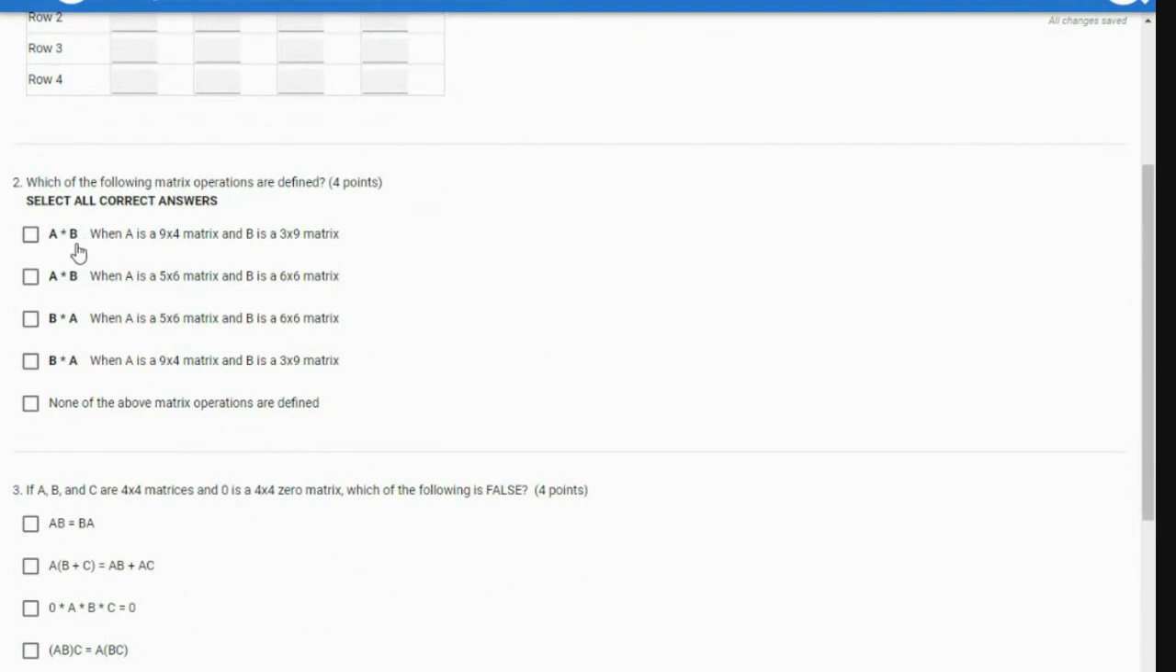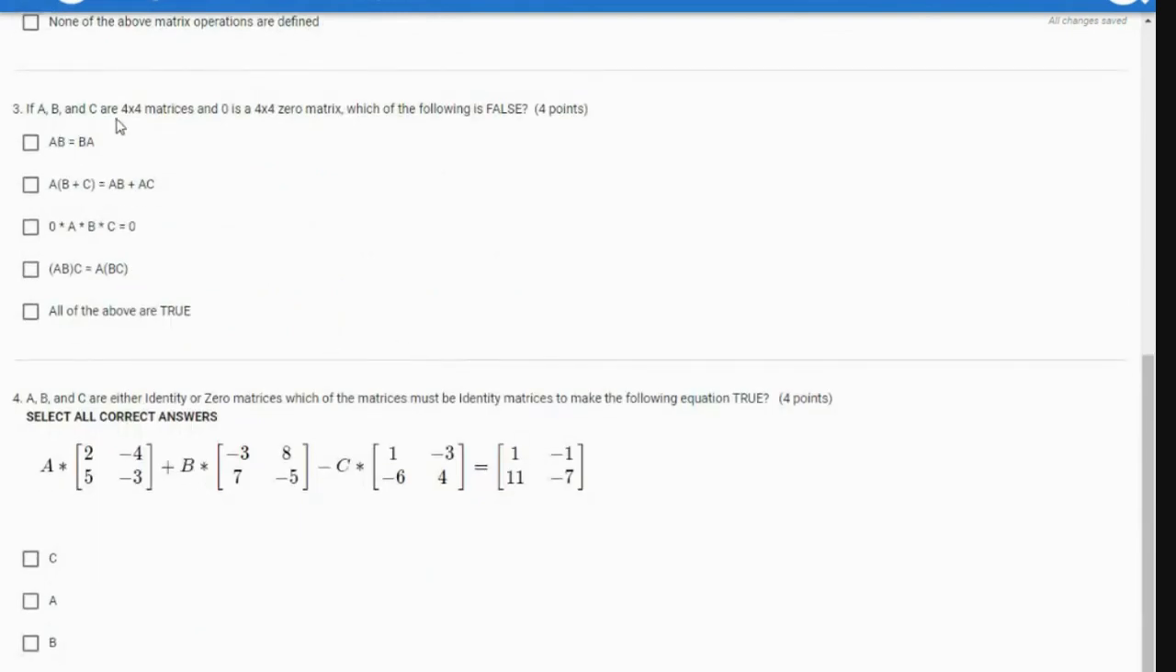Here's the ones which are defined: A times B, B times A. But it gives you the dimensions: a 9 by 4 and a 3 by 9. Can we multiply A times B if A is a 9 by 4 and B is a 3 by 9? Or the other way around. A, B, and C are 4 by 4 matrices. 0 is a zero matrix, which is false.